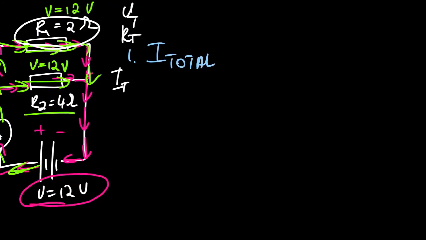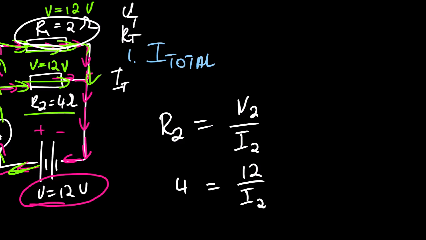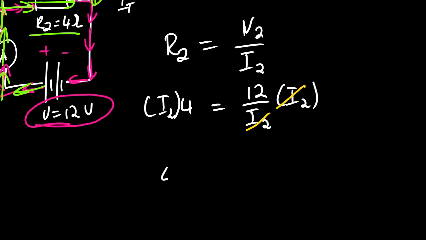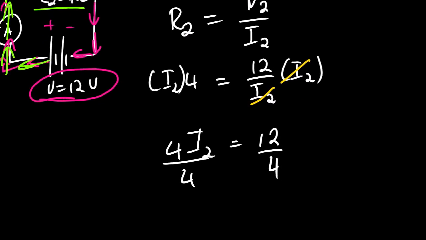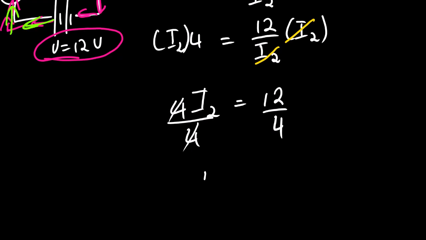Now let us quickly calculate R2. Okay, it's V2 over I2. So the resistance is 4 is equals to V is 12 over I2. Multiply both sides by I2. This will get rid of this, and then we have 4I2 is equals to 12. We divide both sides by 4. Then this will get rid of this. We have I2 is equals to 3 amperes.